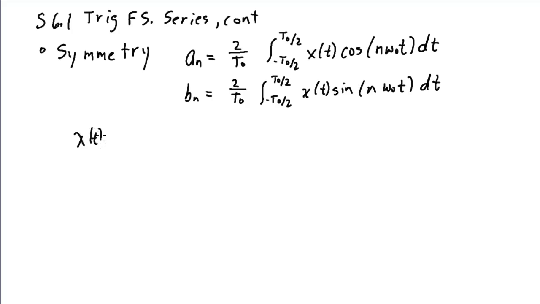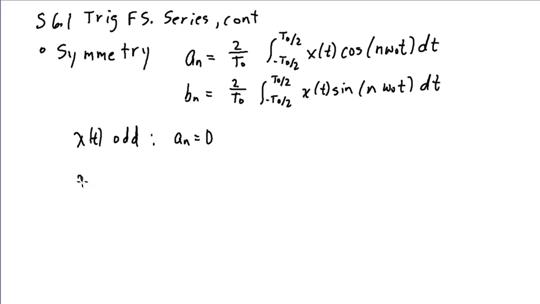If x of t is odd, then all the an would be 0. So there's no need to actually try to formally evaluate the integral. You can also use this property, although I won't elaborate here. If x of t is odd, then this product would be even, and then you could just integrate from 0 to t0 over 2, and then the coefficient in front would be twice this, or 4 over t0.